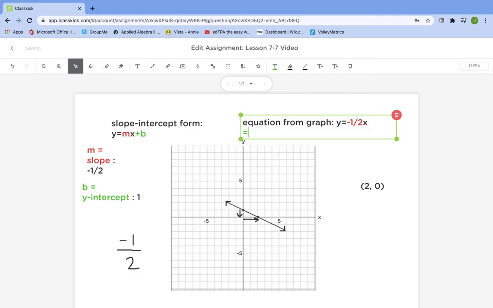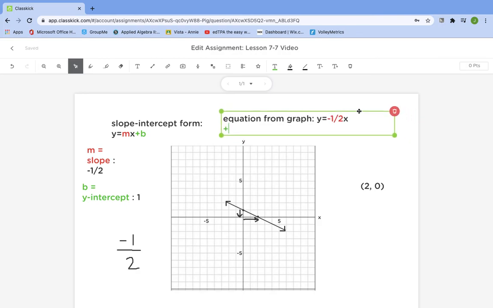Don't forget that our b comes with the sign in front of it. Our y-intercept was a positive 1, so our b is plus 1. So our final equation in slope-intercept form is y equals negative 1/2 x plus 1. And now you know how to find an equation from a graphed line.